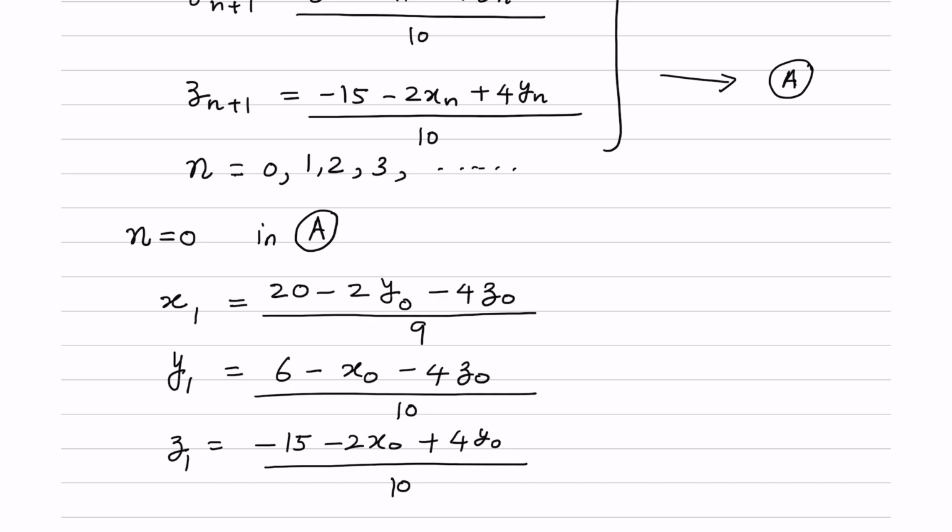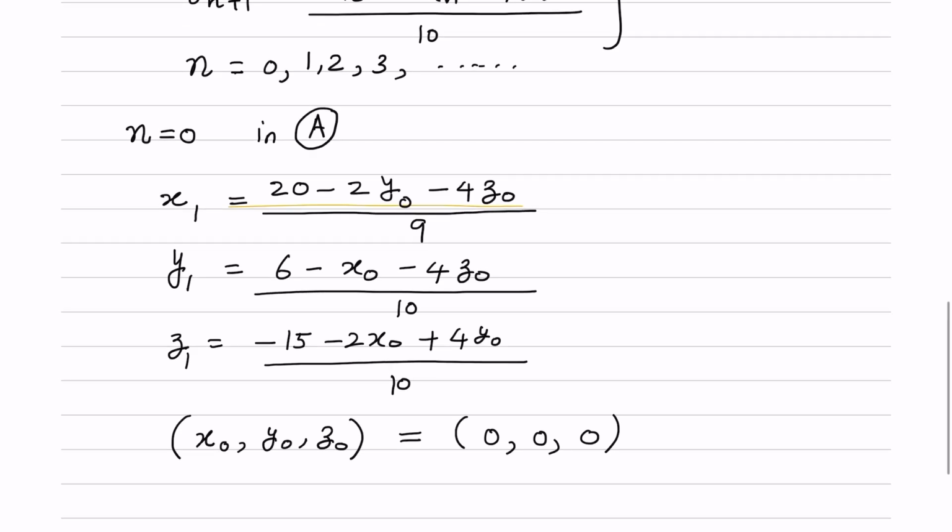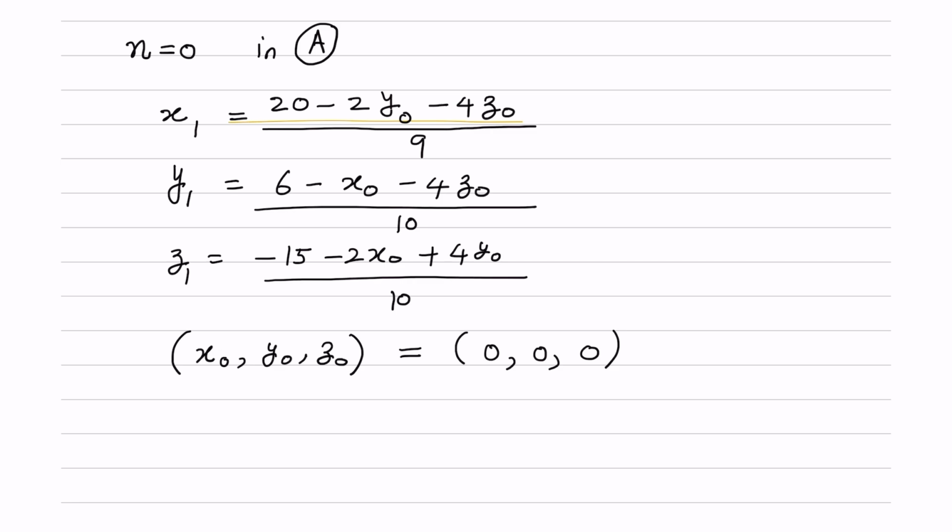Now please see that x1, y1 and z1 depend upon y0, z0 and x0. So to find x1, y1, z1, we need the starting values, meaning that we need the values of x0, y0 and z0, initial values of these variables, and we can assume that the initial values are 0, 0, 0. You can assume any starting values of these variables, but for simplicity we are assuming that x0, y0, z0 is 0, 0, 0. Let's plug these values x0, y0, z0 in x1, y1, z1 and see what do we get.